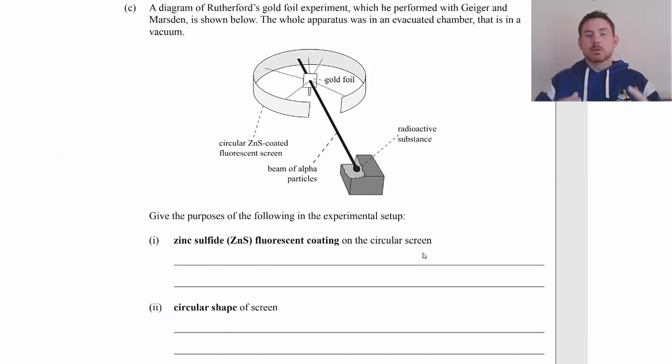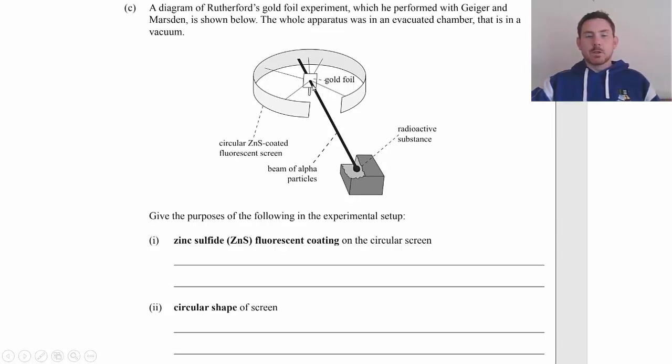Another famous experiment that's really important to this standard and this topic is Rutherford's gold foil experiment. And what we see in this diagram is the source of radiation inside a container with one opening so that the radiation could be directed towards the gold foil. The source that was used was an alpha emitter, so alpha particles are emitted along this line, and when those alpha particles interacted with the gold foil, then some quite interesting results were found. So we're asked to give the purpose of different parts of the experiment, and the first one is the zinc sulfide fluorescent coating on the screen.